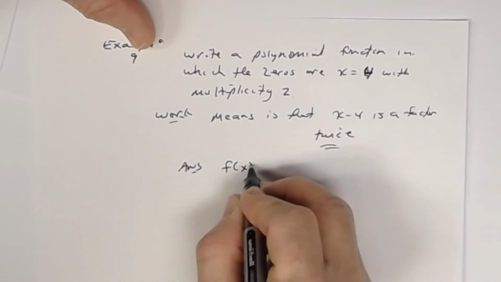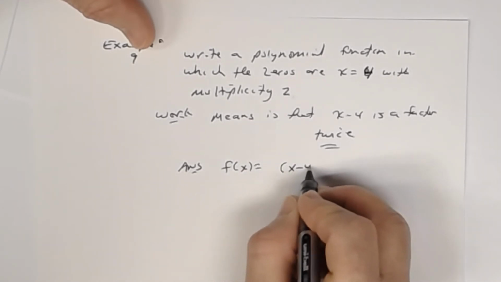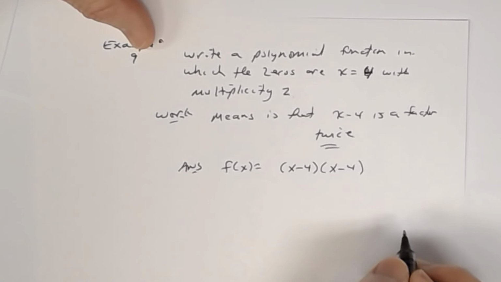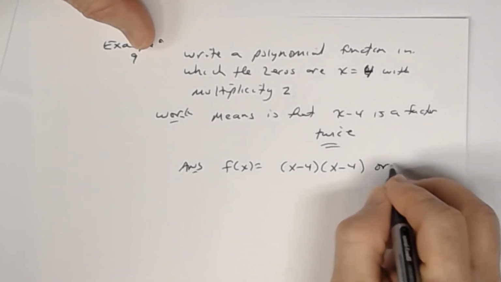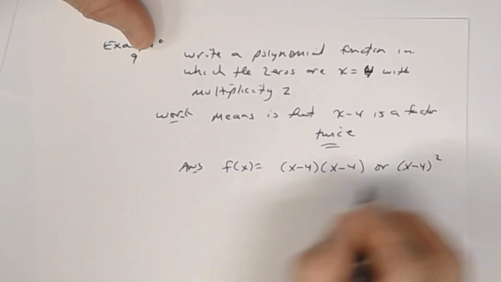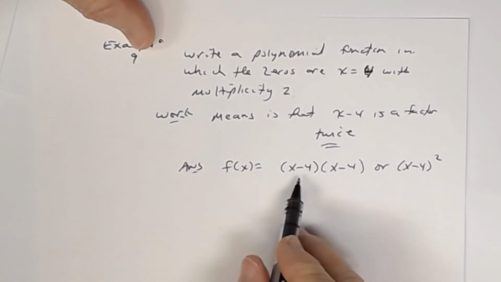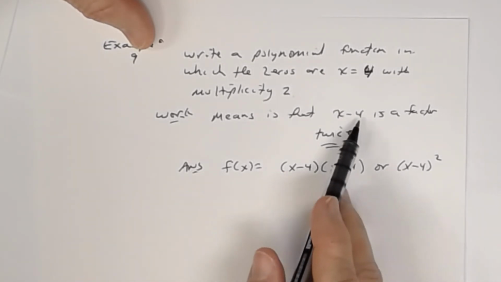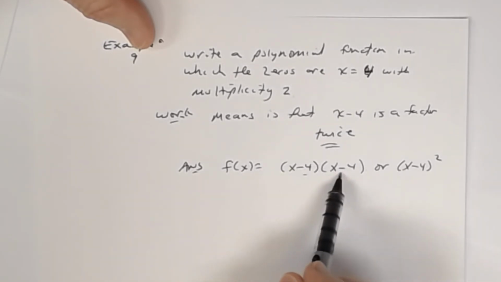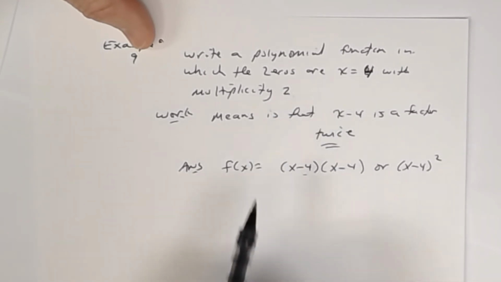So you're going to say f of x is going to equal x minus 4 times x minus 4. Or you could have written it as x minus 4 squared. Okay? So notice if I said each of those equal to 0, x equals 4 occurs how many times? X equals 4 occurs twice. So that's what we mean by multiplicity.